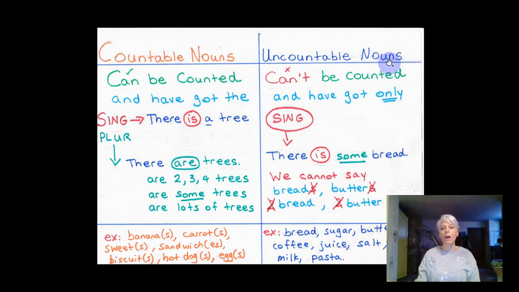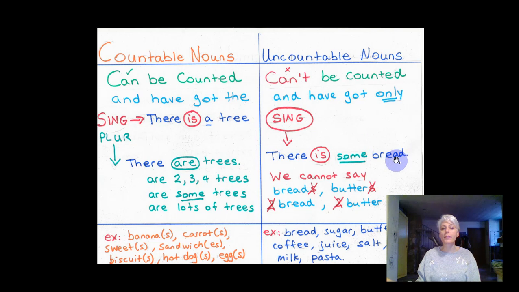Uncountable nouns are words, in this case food, that cannot be counted and are only in the singular form. So, we use the verb in the singular form, is, but we do not use a after is, but some. There is some bread. We cannot say breads, butters. We cannot say 2 bread or 2 butter. Uncountable nouns are words like bread, sugar, coffee.